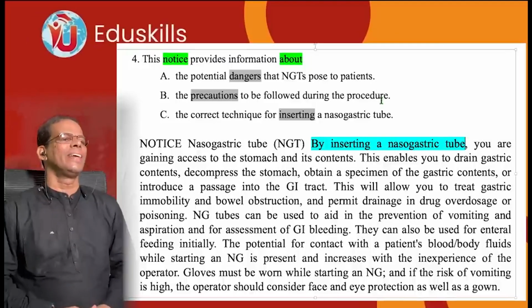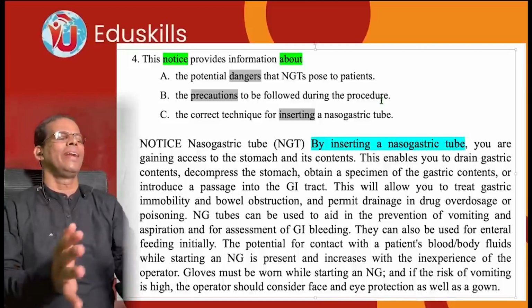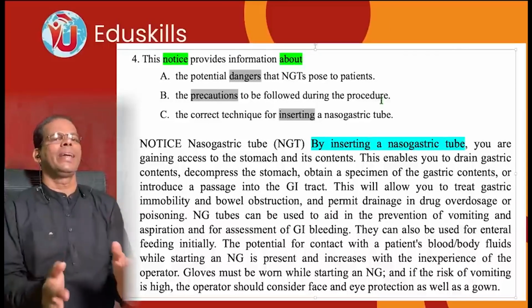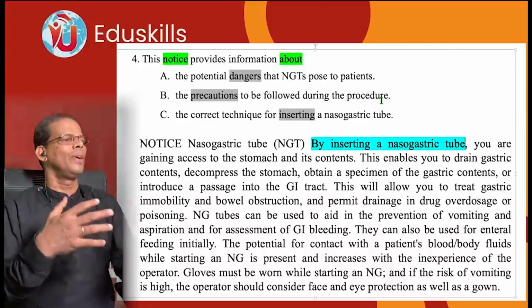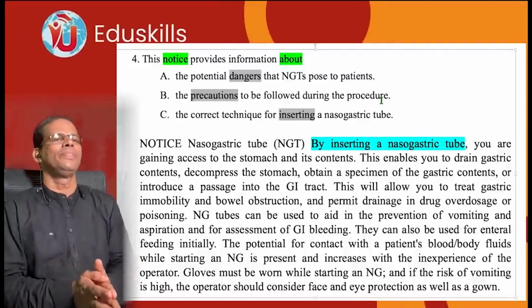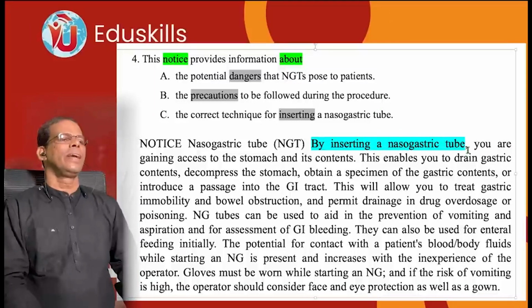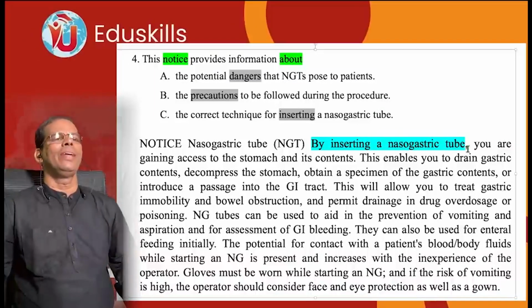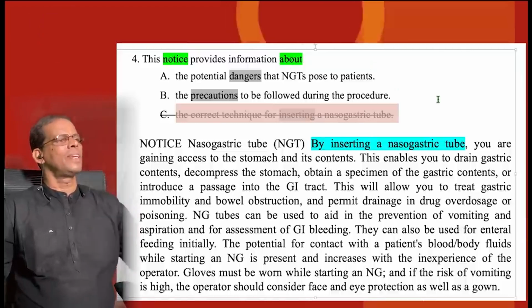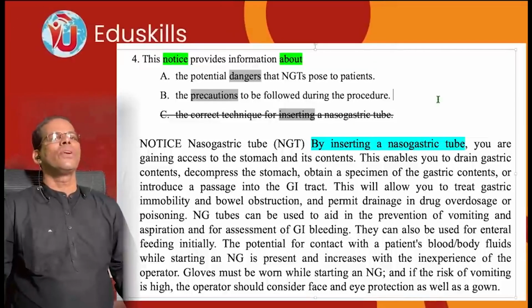See, by inserting a nasogastric tube, you are gaining access to the stomach and its contents. The insertion is over. You are already inserted. You are gaining access to the stomach and its contents. Now you are going to the next step. This enables you to drain gastric contents. What does it speak? Can you eliminate any option using this? Yes, C option can be eliminated because it is speaking about the technique of inserting. Inserting is already over. We are speaking of the stage after insertion. So that timeline is also important.